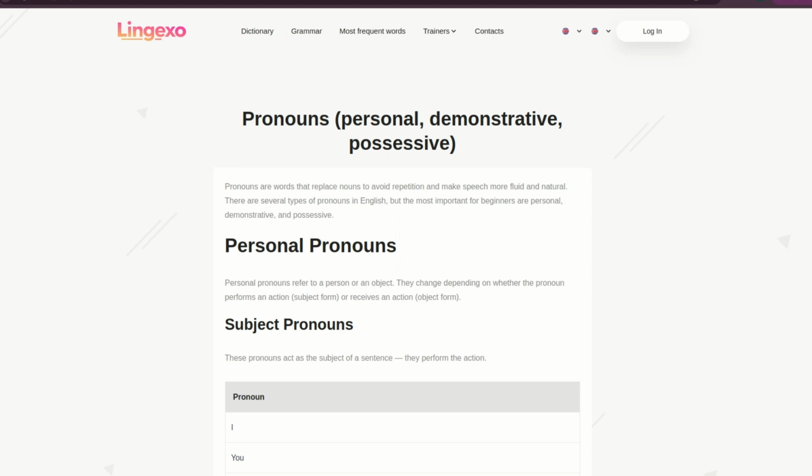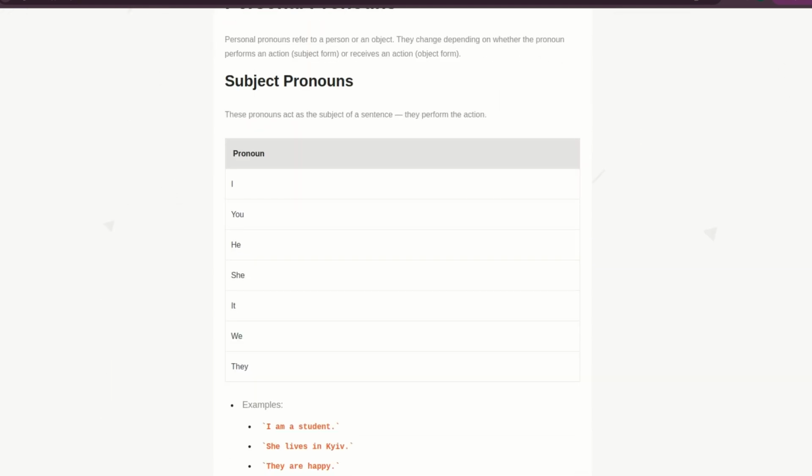Pronouns are words that replace nouns. They help us avoid repetition and they make our speech more natural and fluent. There are many types of pronouns in English, but today we will focus on three main types: personal pronouns, demonstrative pronouns, and possessive pronouns. Let's start with personal pronouns.